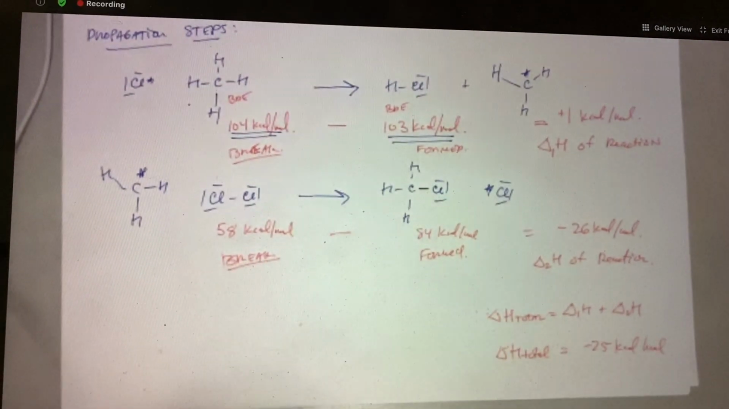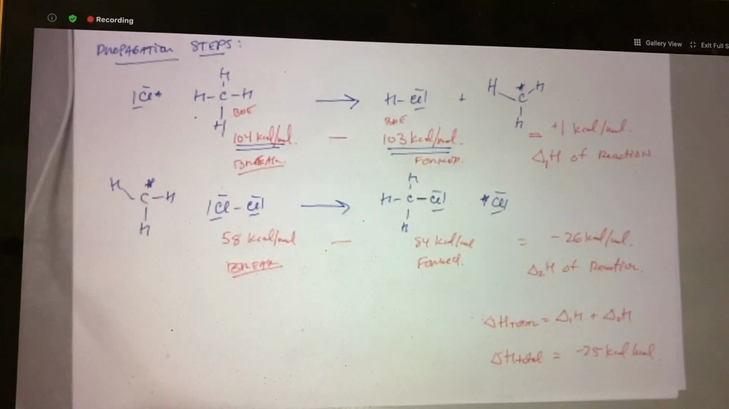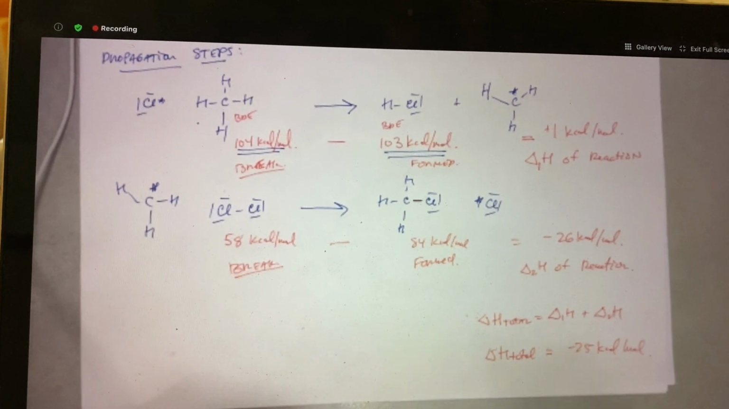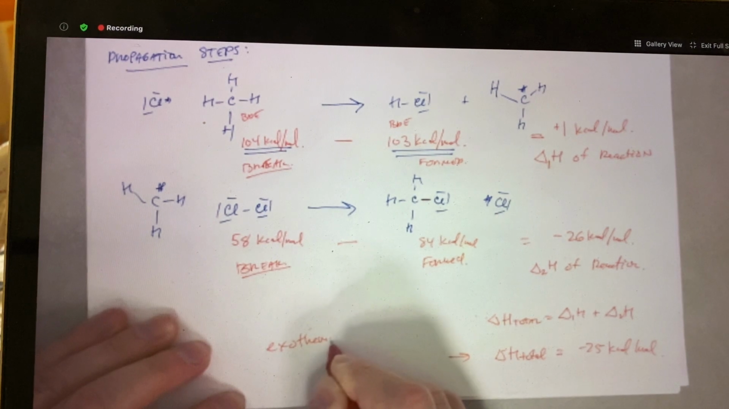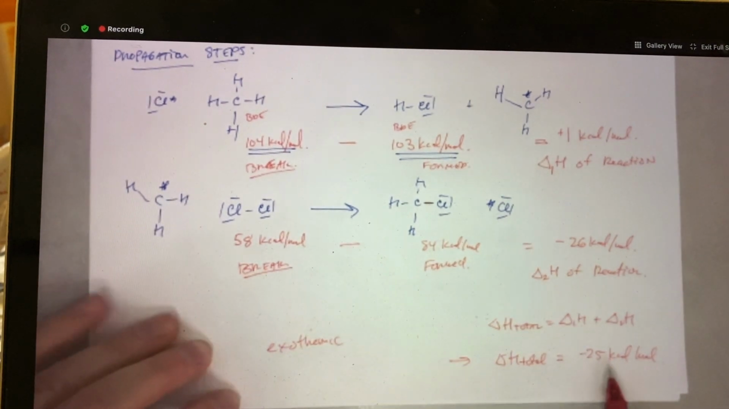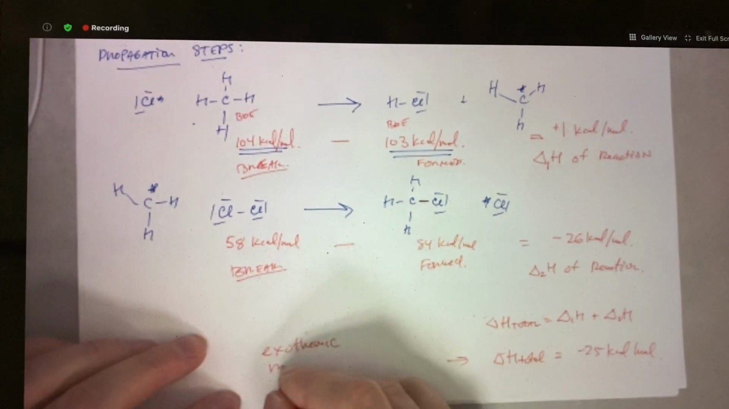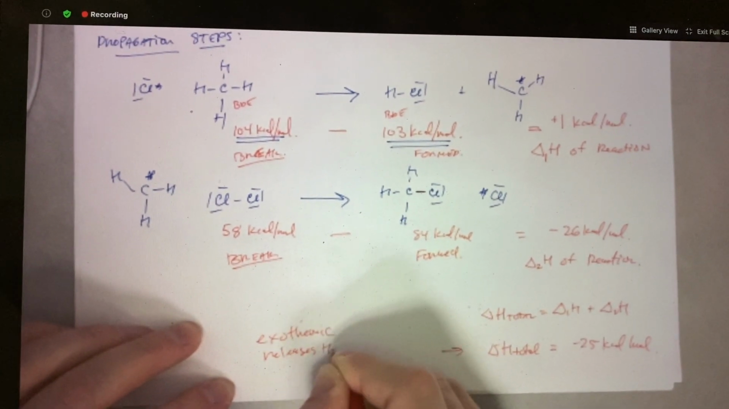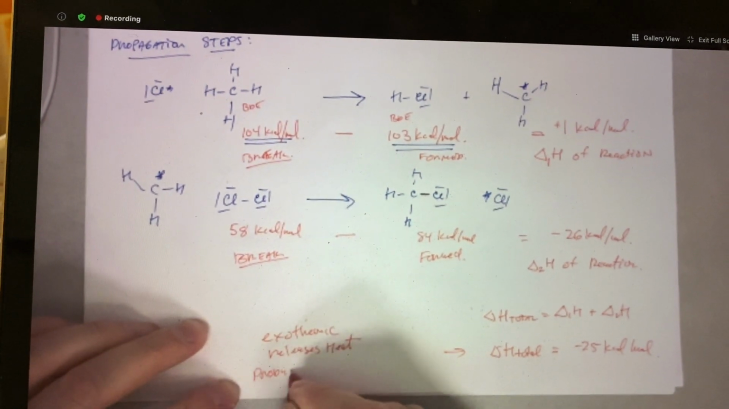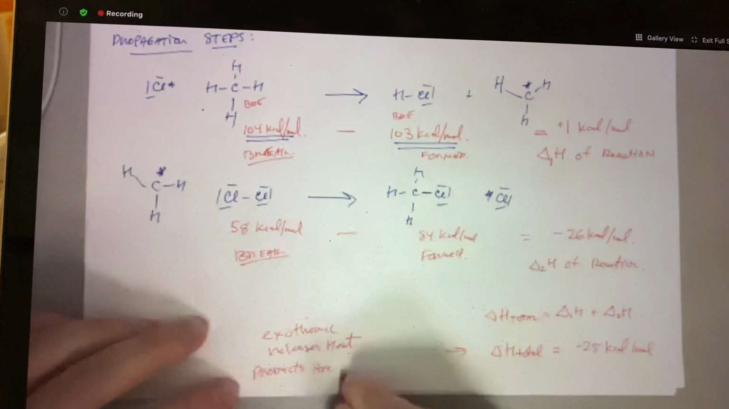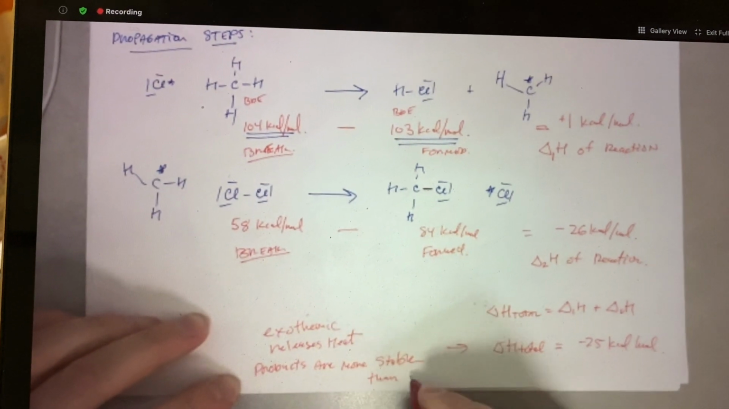This number, 25 kcals per mole, might mean nothing to you. Well, that's okay. The one thing, though, that it does mean, and that you should know, is that this reaction is exothermic. It means more energy is liberated than what's put in, and that means that it releases heat, and it means that the products are more stable than reactants.